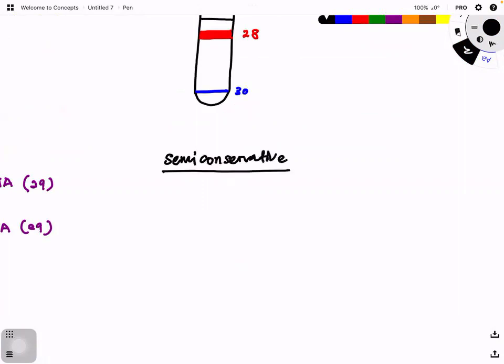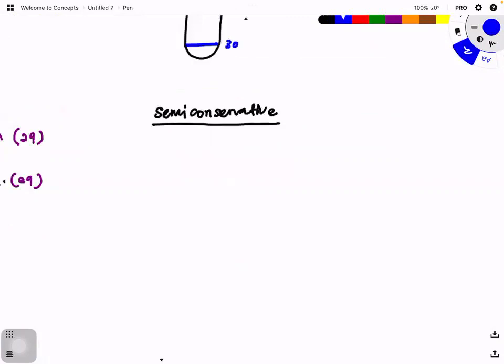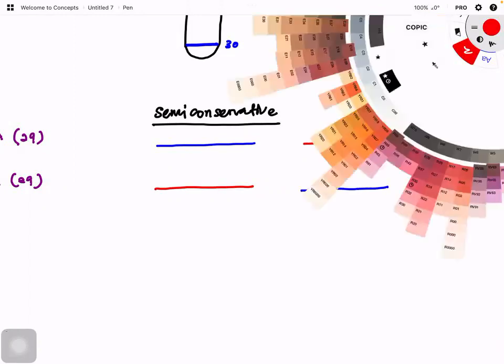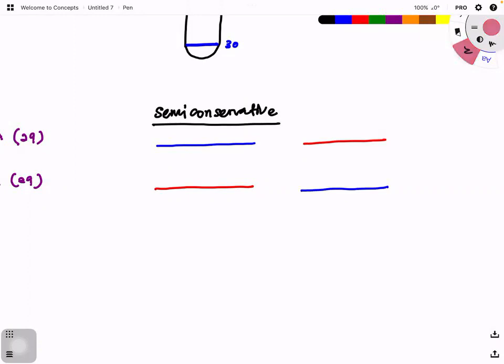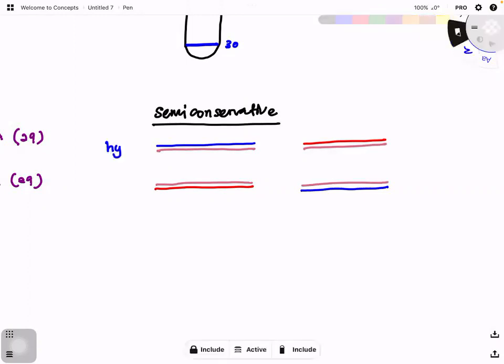Semi-conservative: now, they are hybrids. So the blue color and the red color open up. The newly synthesized strand now will be the light red color, but they are 14 N. Can you see that? So again, you have hybrid DNA. I use purple color for the hybrid.